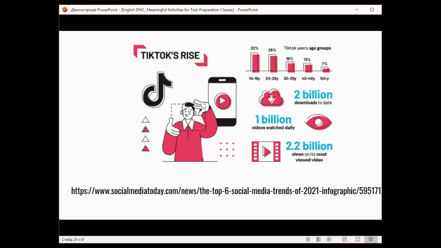So if we want to appeal to students' interests, of course, we need to know what those interests are. Here I shared an interesting slide about TikTok. If you look at the age groups of TikTok users, you can see that 32% of them are children, actually younger than 19 years old. So are your students TikTok fans? Write in the chat, please.